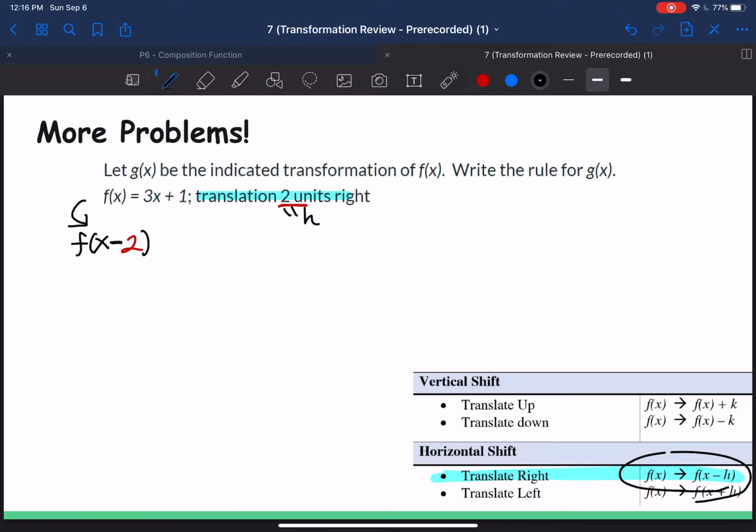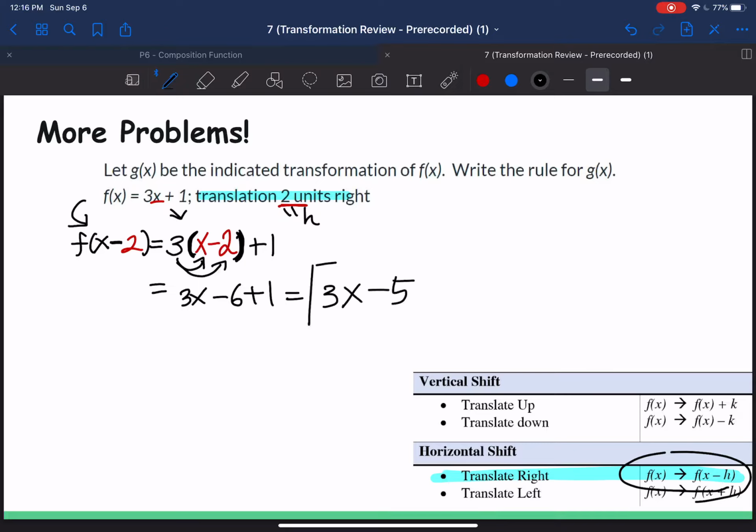Now we have to find out this new function. It might be easier for you to understand now because we did the composite functions. I copy everything down, 3, and then put parentheses around the x, and then copy everything down. So now you have x minus 2 instead of x. I substitute x minus 2, and then you distribute: 3x minus 6 plus 1. Let's simplify. It will be 3x minus 5. That's your new function after the transformation.